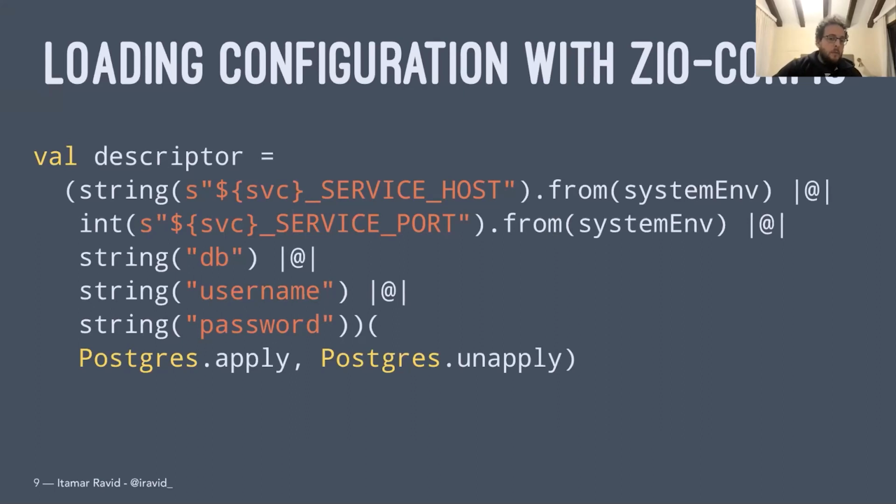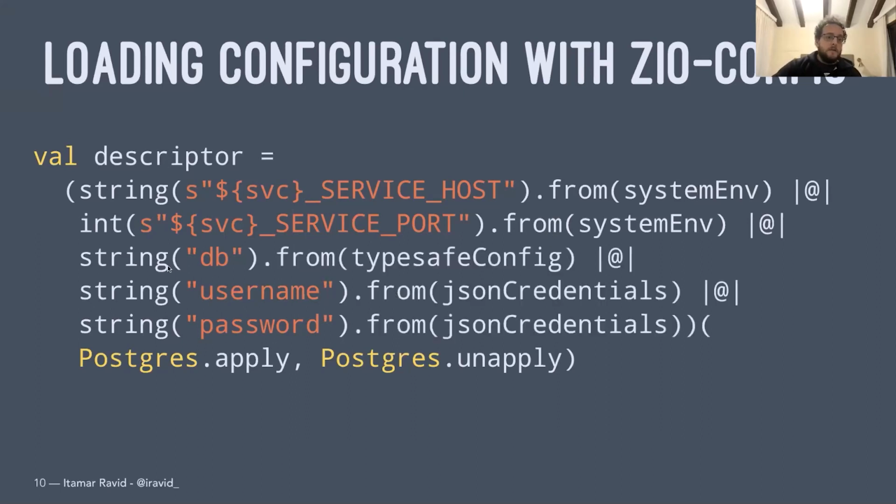And similarly, we can do the same thing for the other components of the config. Well, we can tell ZIO config to load the database from some sort of type safe config file that we've loaded, and the username and password can be loaded from JSON credentials. So, for example, if you're again using Kubernetes or even using secrets manager from AWS or any other secrets management solution, you can load a JSON payload remotely from that service and tell ZIO config to read it using the from operator.